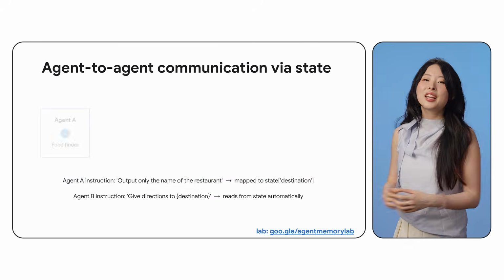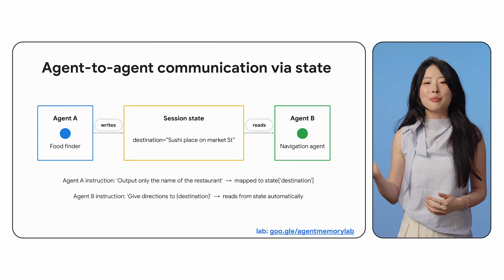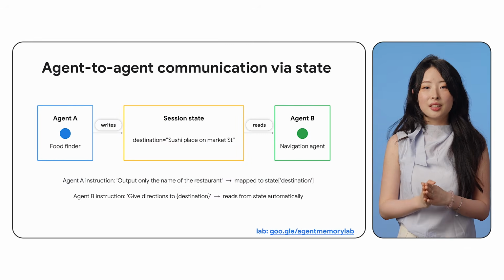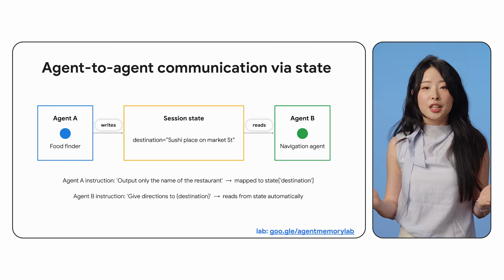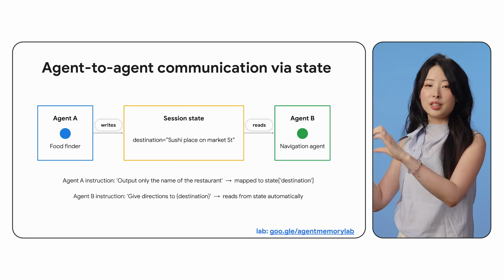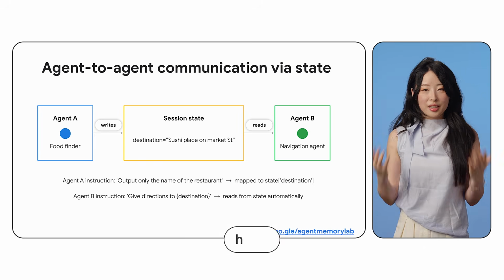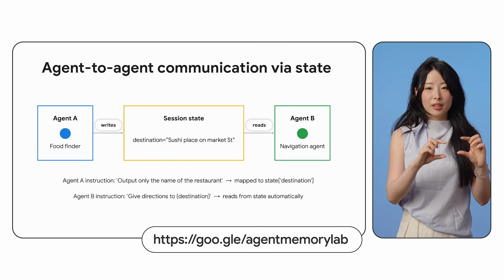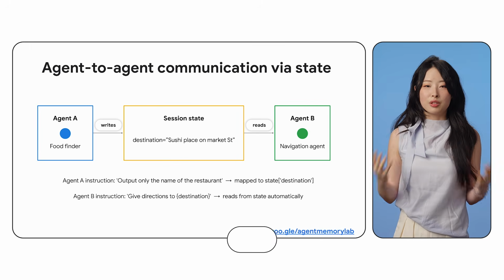Why do we need to use state? Because you don't want your model to reread 50 messages just to find one value. Instead, you can store it once and reuse it. You can take a look at this table to learn more about it. Alright, let's take a look at this example of how agents communicate with each other with session state. You can take a look at the link on the screen or QR code to find the source code.